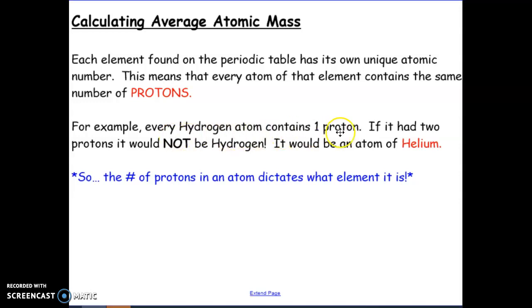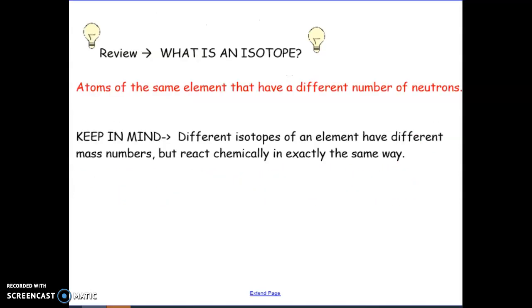So for example, hydrogen has 1 proton, but if all of a sudden we have 2 protons, it's not hydrogen anymore. It has to be called what it is, which would be an atom of helium. Helium has 2 protons. So the number of protons essentially will tell us what type of element we have. Now, on the periodic table, what's not being accounted for, or it is actually, but you didn't know yet, is the number of isotopes for particular elements.